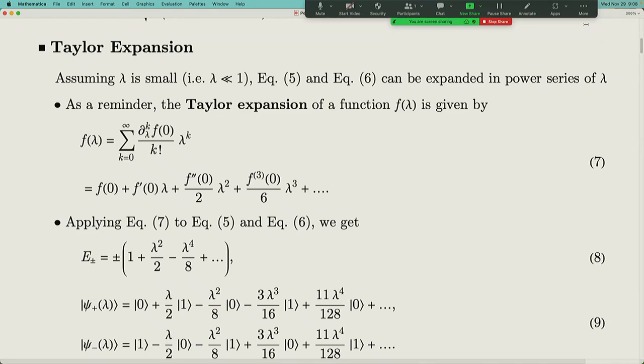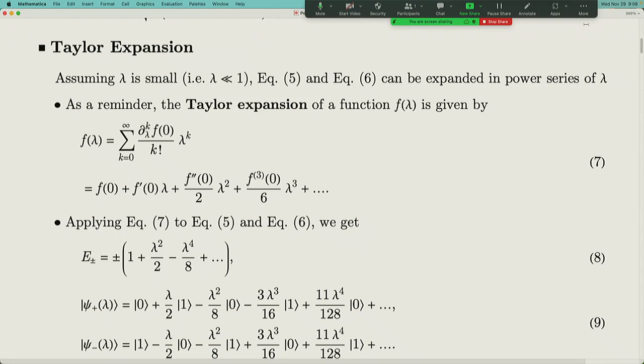So let's say this function is a function of lambda. At 0, maybe this function looks like this. And then if you know its first order derivative, which is this slope, then you can basically use the value of the function at this point and the slope of the function across this point to predict, for example, if I move lambda away from 0 by a small amount, what should be the new value of the function, which is the value at 0 plus slope times lambda.